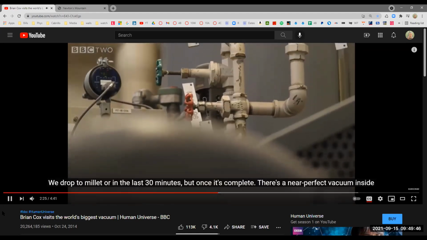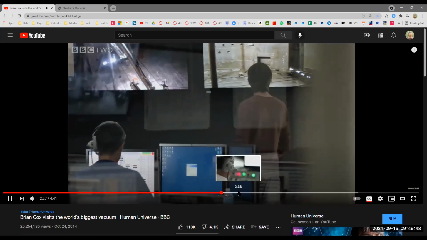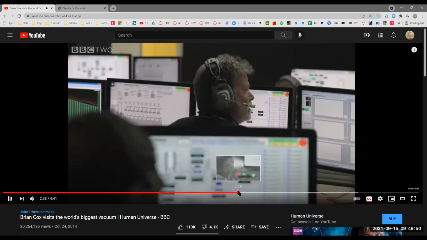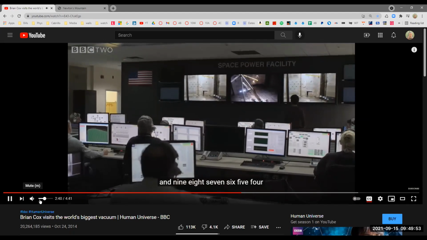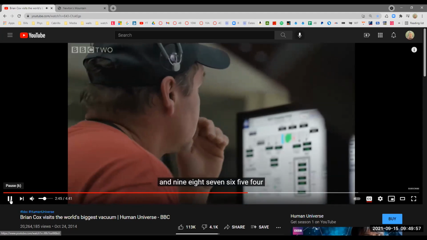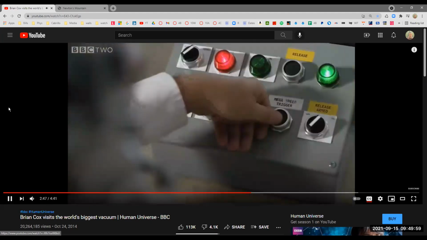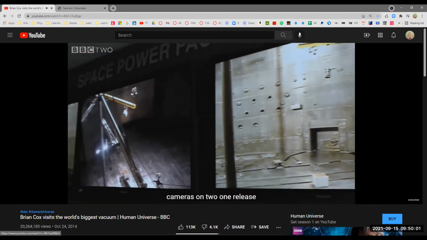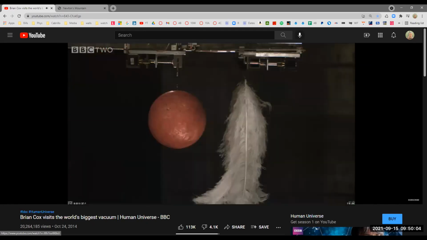Near perfect vacuum inside. 10, 9, 8, 7, 6, 5, 4. Cameras on, 2, 1, release.